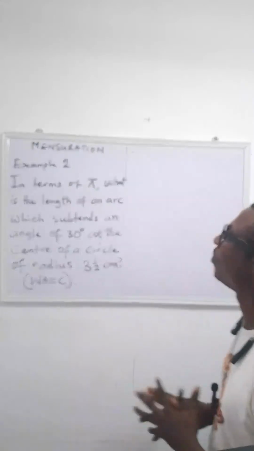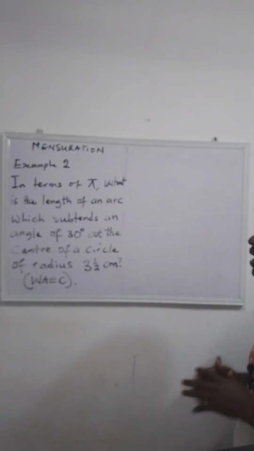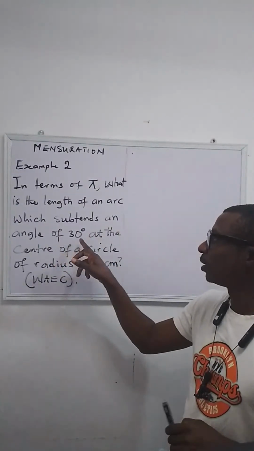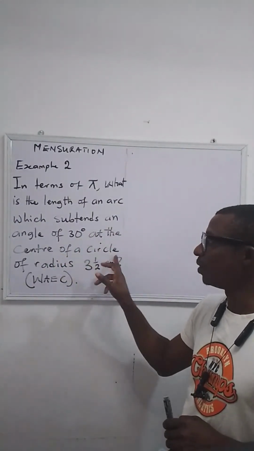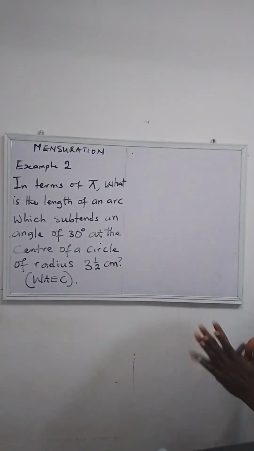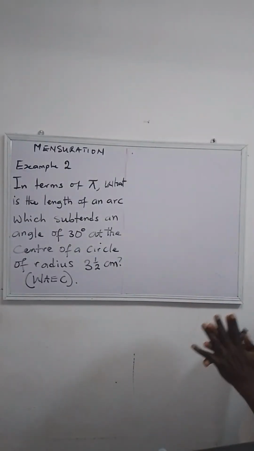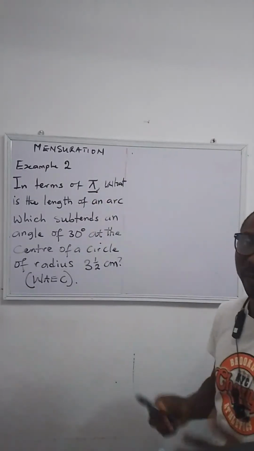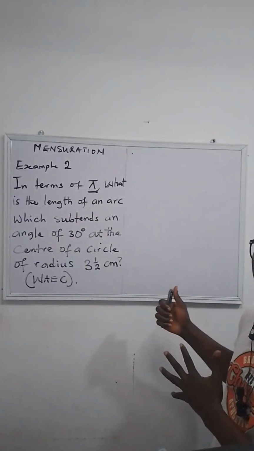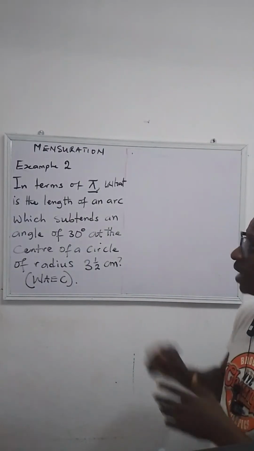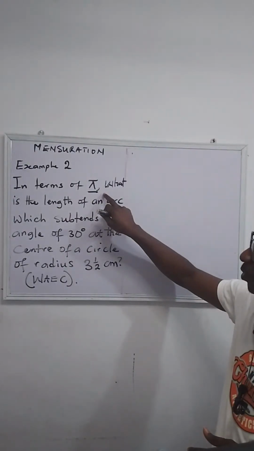Now, in terms of pi, what is the length of an arc which subtends an angle of 30 degrees at the center of a circle of radius 3.5 centimeters? I need to take note of this. My answer should be in terms of pi, so I should not assume pi to be 22/7. Let's take note of that.